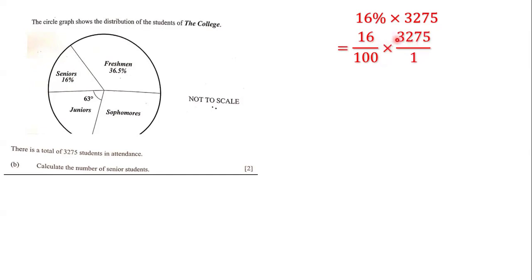Next, we have 16 multiplied by 3,275, and we have 100 multiplied by 1. When we multiply 16 by 3,275, we get 52,400. And 100 times 1 is 100. We have 52,400 divided by 100, and when we divide them, we get 524. So the number of senior students in attendance is 524. And that's the answer to this question.